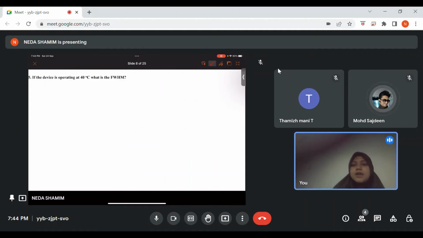Okay, now I have this device. It is operating at some temperature, and this temperature is 40 degrees centigrade. What is the full width half maximum? So what is full width half maximum?